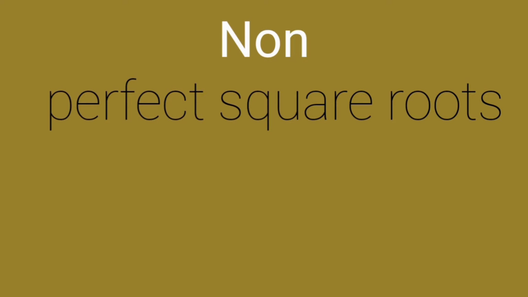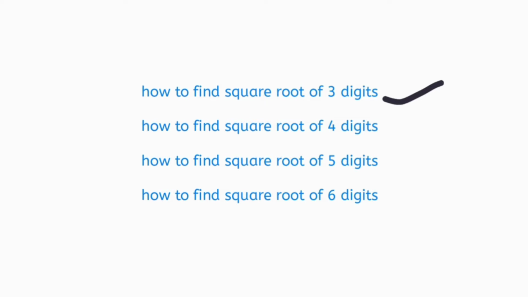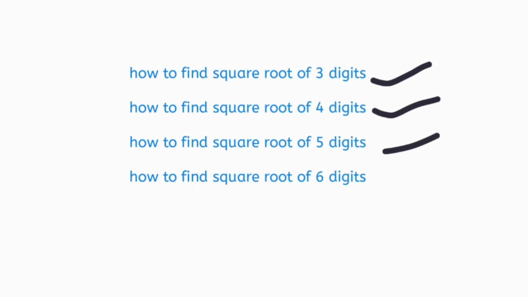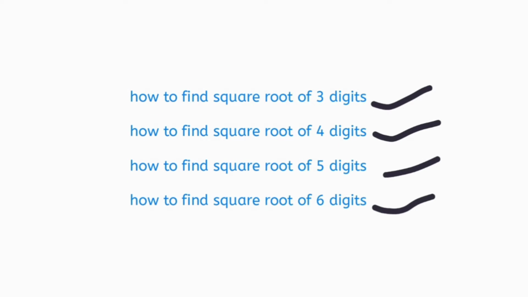In our last section, we discussed the topic of perfect square roots. In this section, we are going to discuss non-perfect square roots. The topics of non-perfect square roots are how to find the square root of 2 digits, 3 digits, 4 digits, 5 digits, and 6 digits.